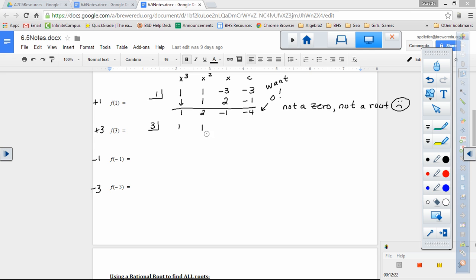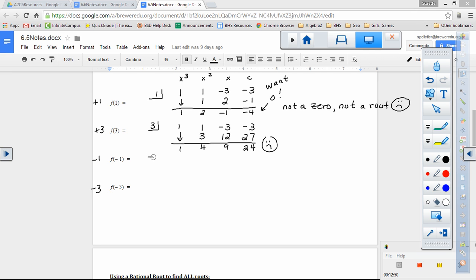Next, let's put in 3. 1, 1, negative 3, negative 3. Let's test. Drop down the 1. 1 times 3 is 3. 3 plus 1 is 4. 4 times 3 is 12. 12 minus 3 is 9. 9 times 3 is 27. 27 minus 3 is not 0. So again, not 0, not a root.